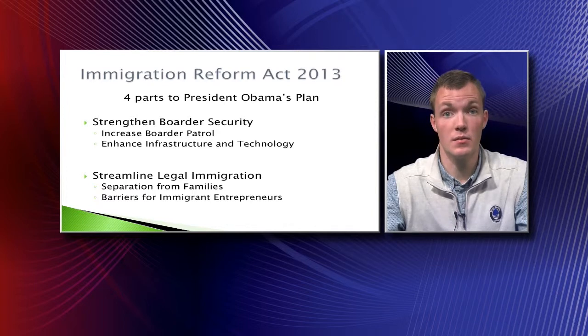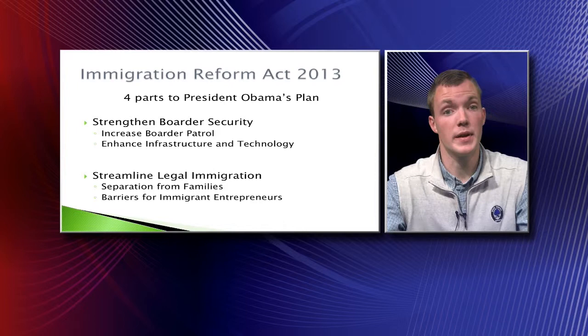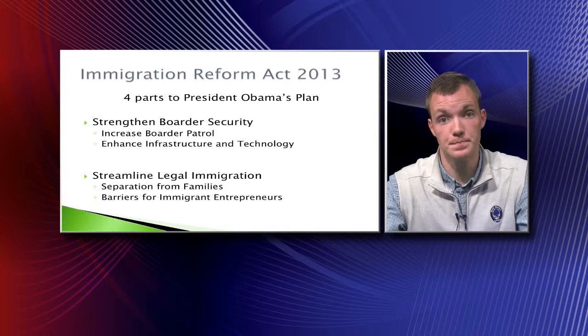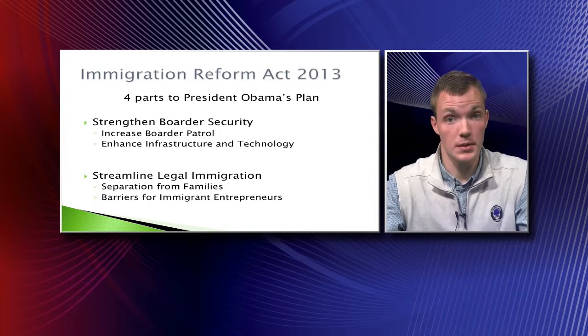The second part of President Obama's plan is to streamline legal immigration. Currently, families are separated. One family member might be a U.S. citizen while his mom, dad, brother, sister are back in their country and cannot move over to the U.S. Oftentimes, families are split. President Obama wishes to keep families closer together.